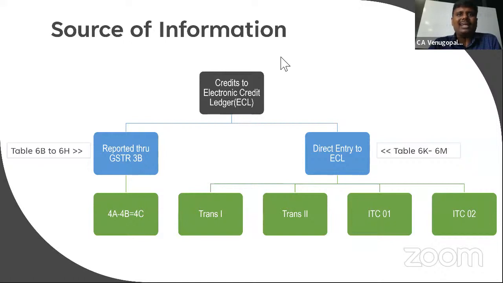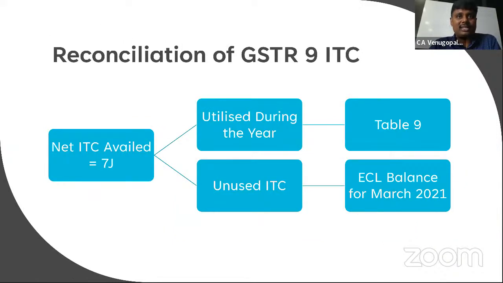Now, how do I reconcile this? Will it be reconcilable? The answer is yes. This can also be reconcilable. Basically, if you do a summation of your electronic credit ledger, every month you are availing, you are utilizing whatever credits you have utilized to offset your liability, even that value plus your unused input tax credit. You can do an opening balance, closing balance, additions. You can do this reconciliation. It should also match with your net input tax credit availed. So there is one way of reconciliation.